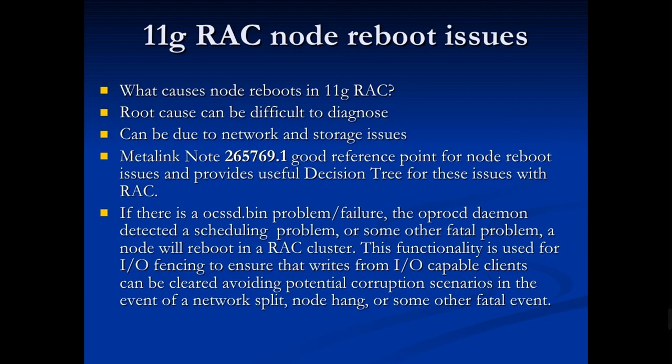11g RAC node reboot is next. What is the cause of node reboots in 11g RAC? Root cause diagnosis can be difficult, and it can be due to network or storage issues. Node eviction will happen because of network heartbeat issues or storage issues or something like that. There is a modeling note for good reference. You can check it out.